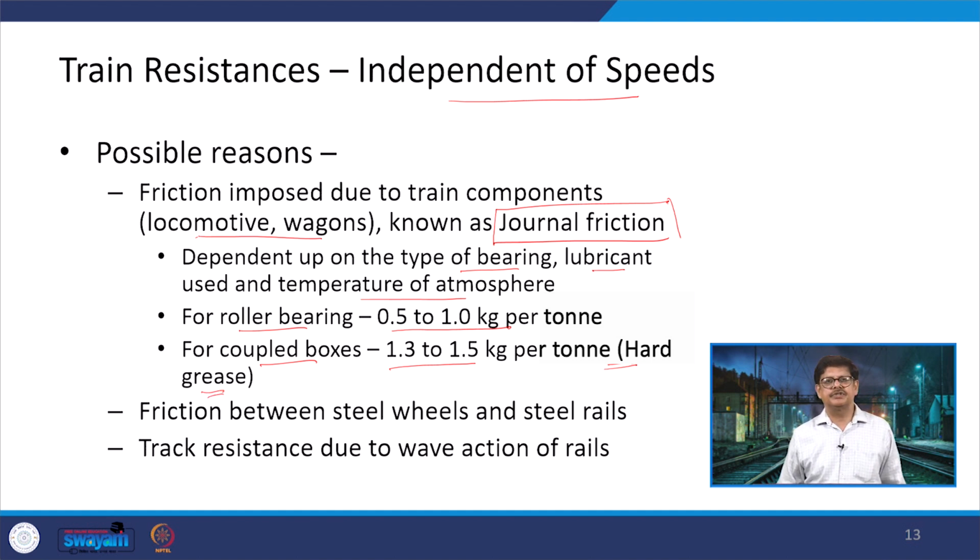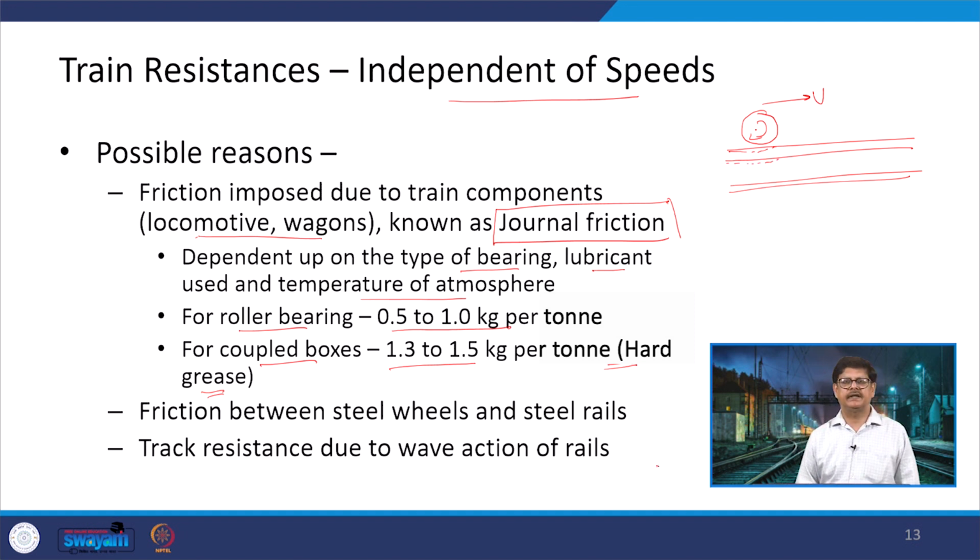Then there can be another friction which is between the steel wheels and the steel rails. Continuously the wheels are moving on top of the rails, so that friction will also be there. Another one is the track resistance due to the wave action of rails. If you remember, in the previous lectures I talked about a rail provided like this, and there is a wheel moving on top of that with some speed v. There is going to be a deformation here, a sort of deflection which gets created because of the load which comes through this wheel on the rail system.